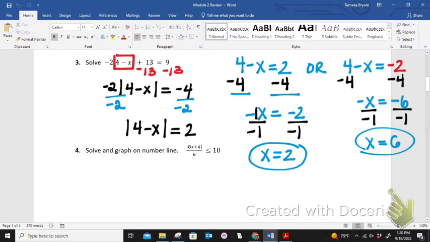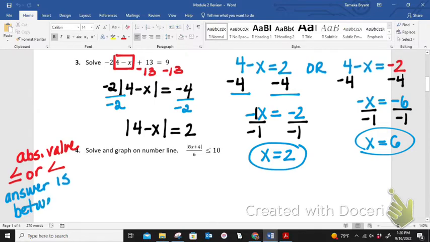Okay. Let's look at number 4. Number 4 is an absolute value, and it's less than. So when you see one of these, and it's an absolute value, just remember that the answer is between two numbers. On the test tomorrow, you will have either a less than or a greater than.